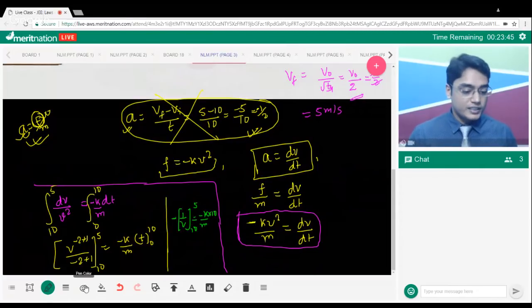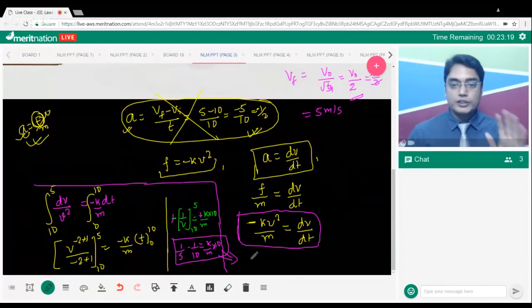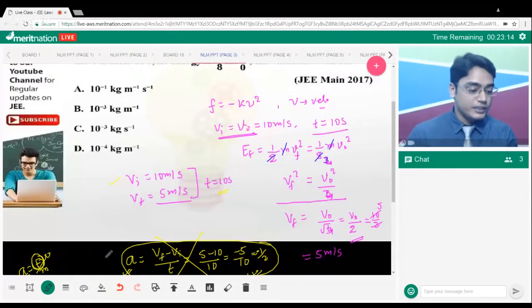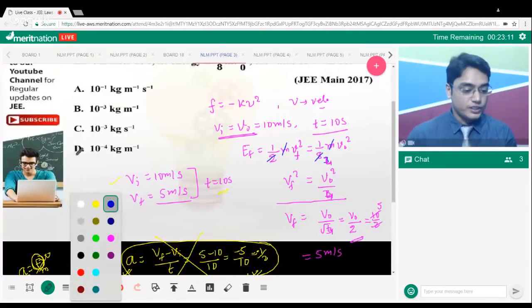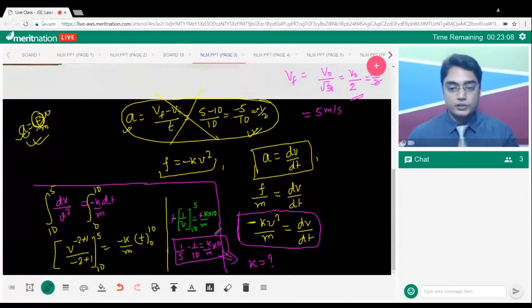Okay, so minus gets cancelled out, and this is equal to 1 by 5 minus 1 by 10. This is 1 by 5 minus 1 by 10. This is equal to k by m into 10, right? Now, I'm teaching physics, so the rest, guys, I'm leaving as you can solve this now. After solving, you will get the value of k, and that value of k is 10 to the power minus 4, this answer. So I hope you guys can solve this question, right?